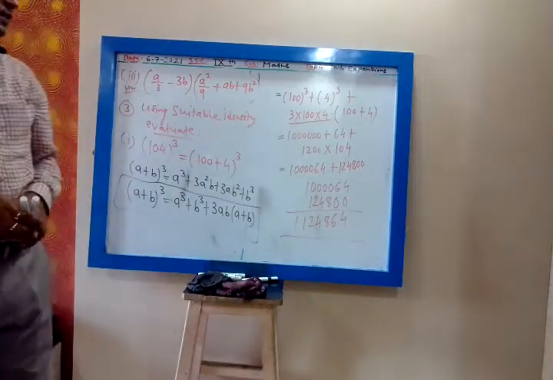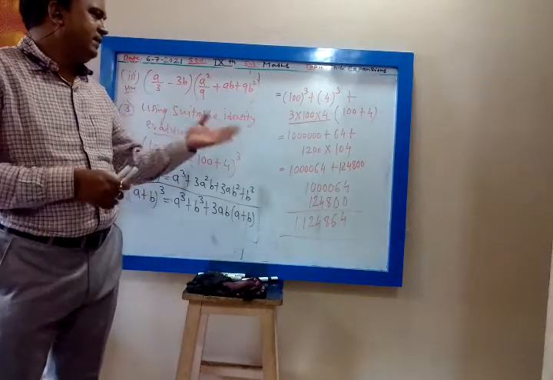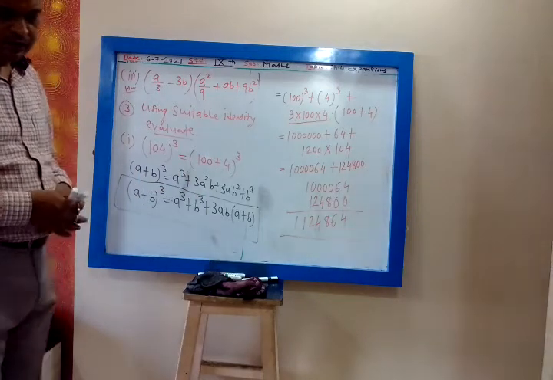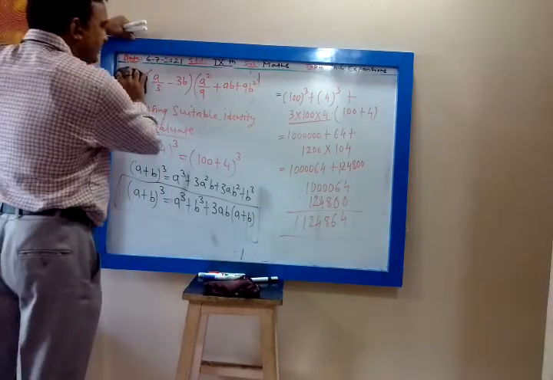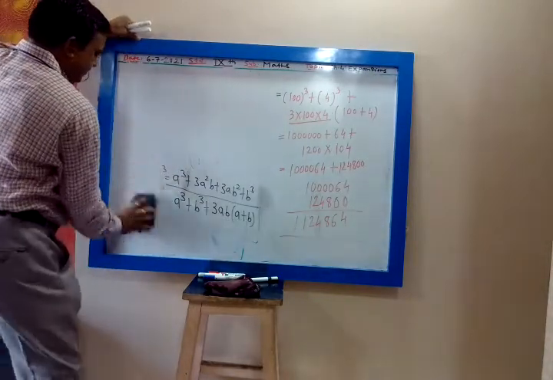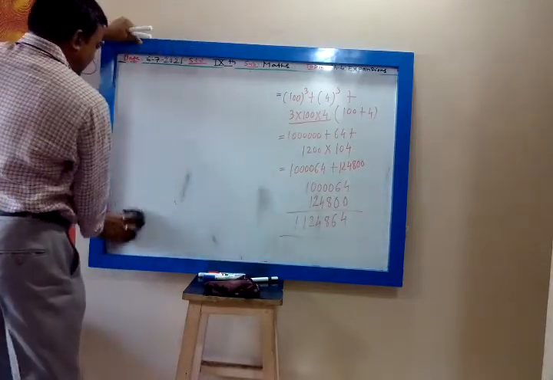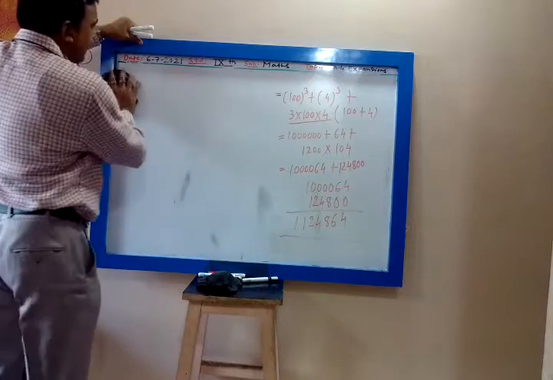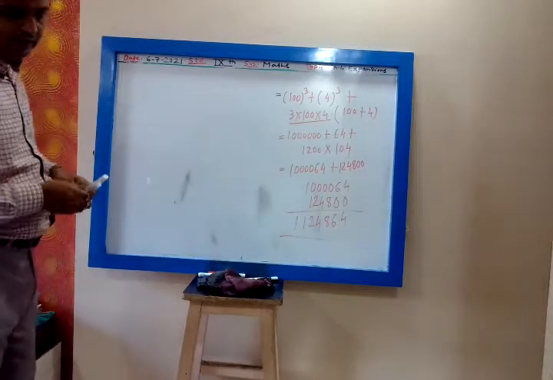Yes? Understood? So basically this type of calculations we have done earlier. Only we are interested in identifying the type, whether it is A plus B whole cube or A minus B whole cube. Okay? Now next, you have to remember both the formulas for A cube plus B cube and A plus B whole cube. In a hurry, sometimes the students make mistakes. You check properly whether it is A plus B whole cube or A cube plus B cube. Accordingly use the formula.